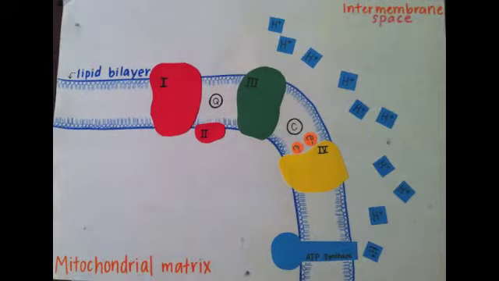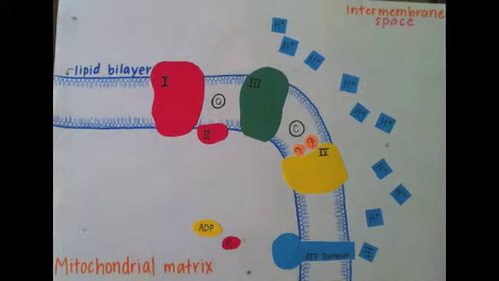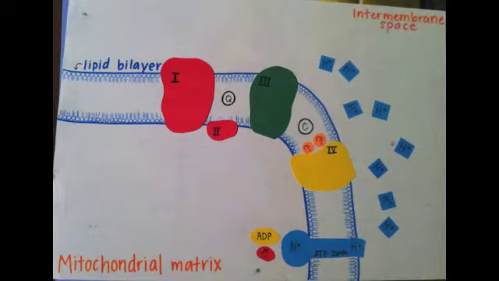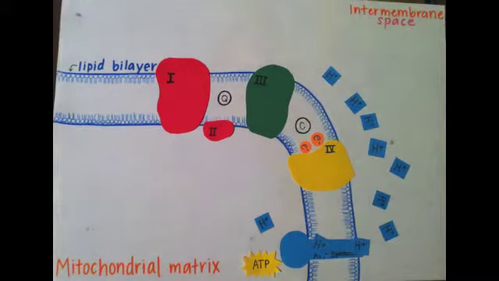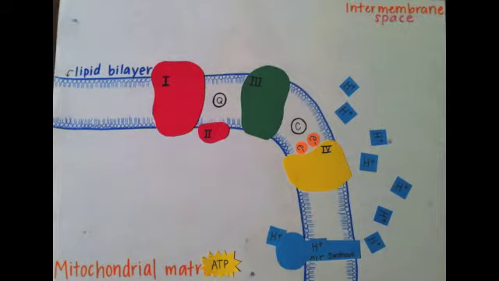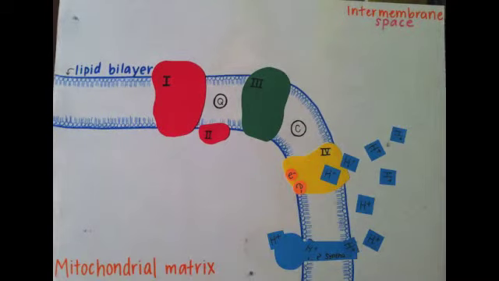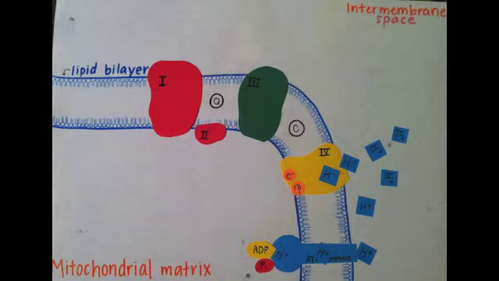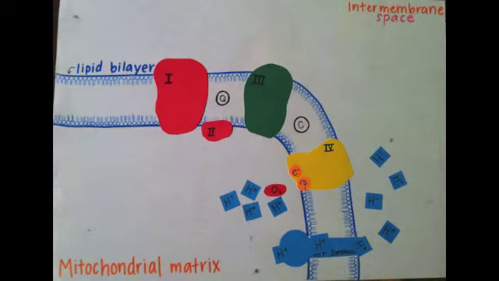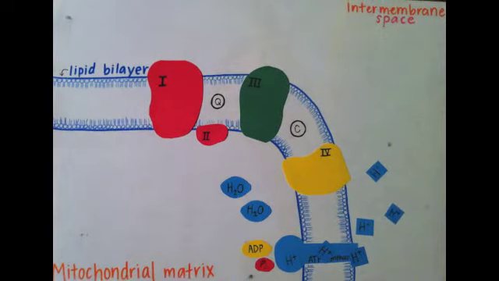The protons transferred across the membrane through this process will then re-enter the mitochondrial matrix through ATP synthase. The energy created from the movement of protons will then be used to synthesize ATP from ADP and phosphate. This process is known as oxidative phosphorylation.